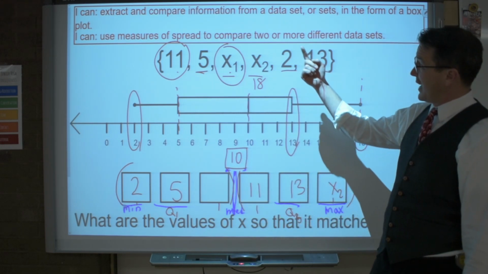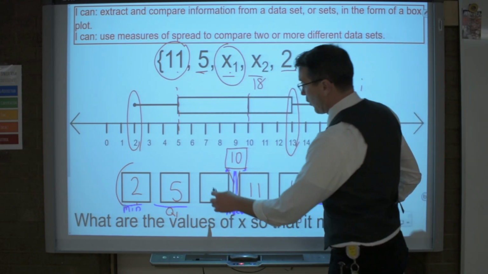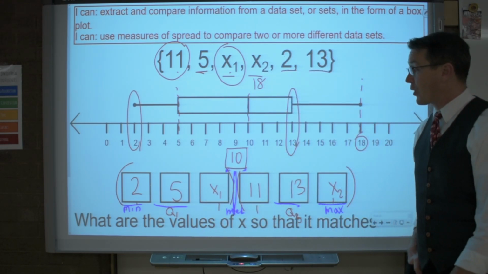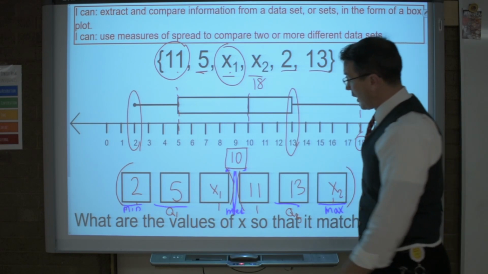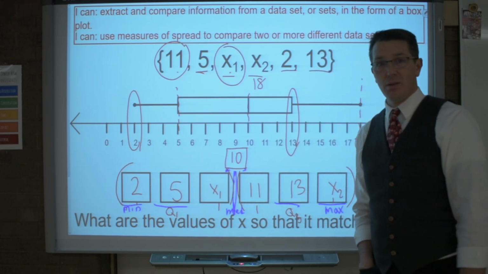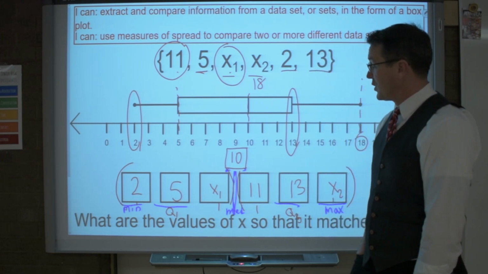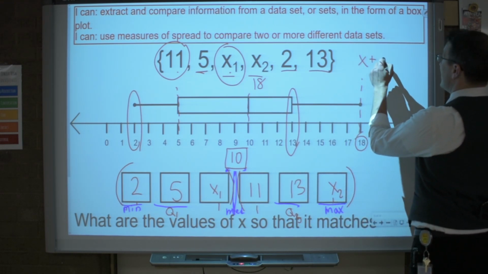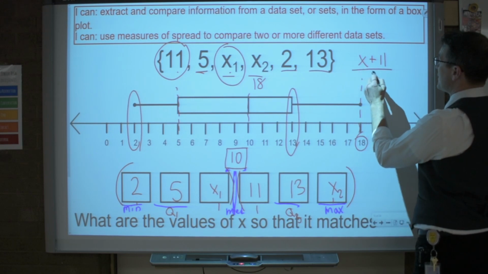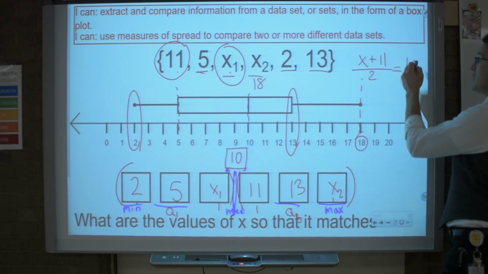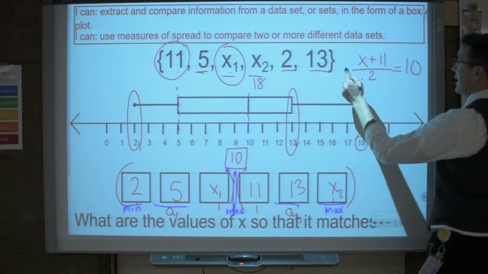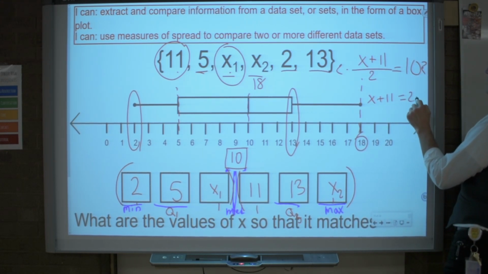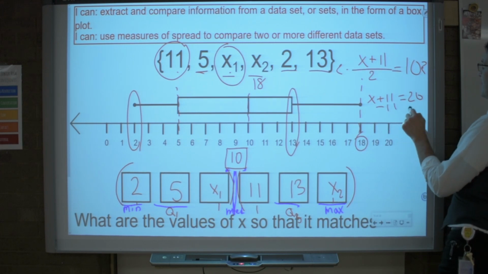And now I have the x1, I haven't used that, and I have to say, okay, well, what number does x sub 1 have to be in order to make 10? So I say, 11 plus what divided by 2 will give me 10. And if you do the math on that, you can go x plus 11 divided by 2 equals 10, and you can solve it like an algebraic problem. Times 2 times 2, x plus 11 equals 20. And then you get x alone, minus 11 minus 11.